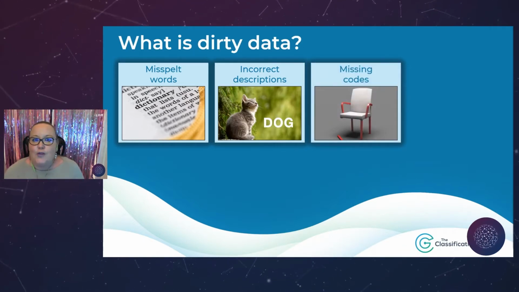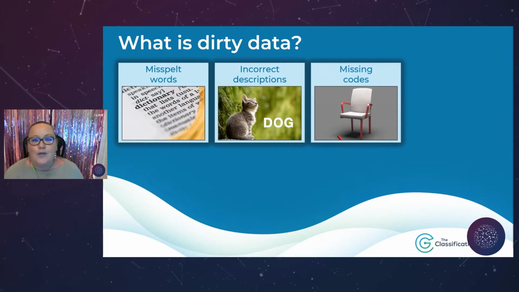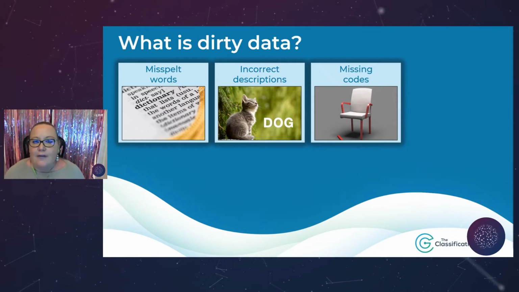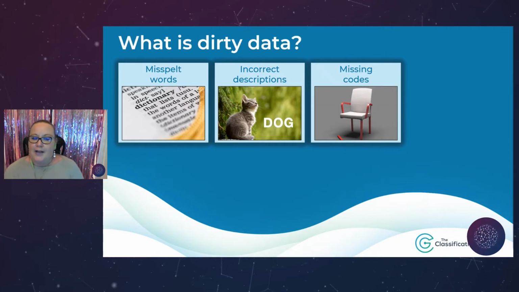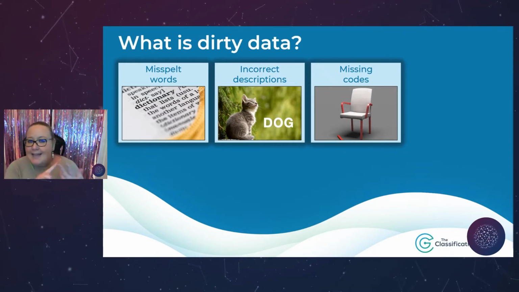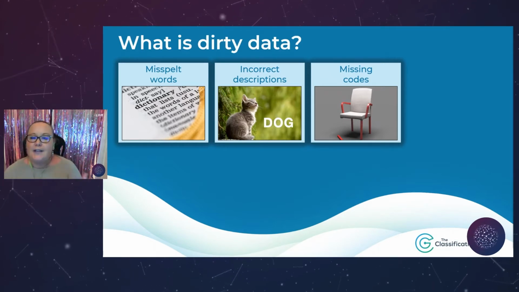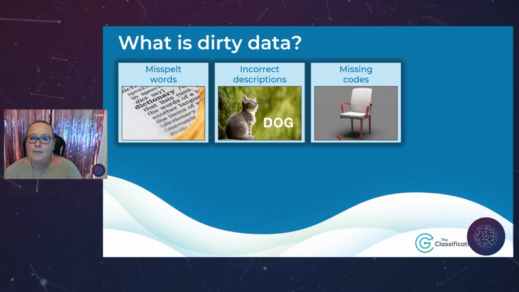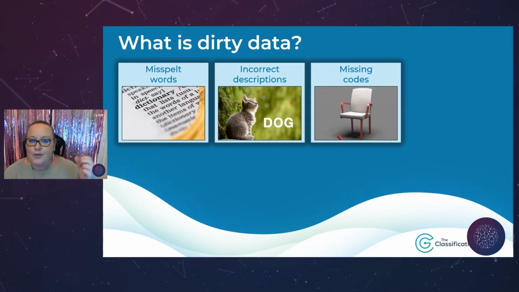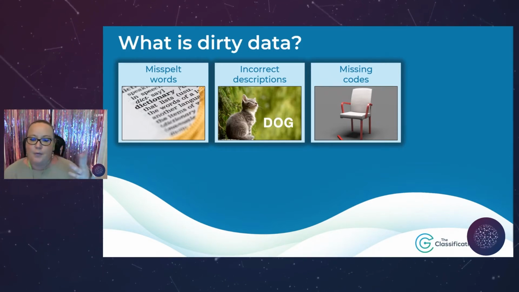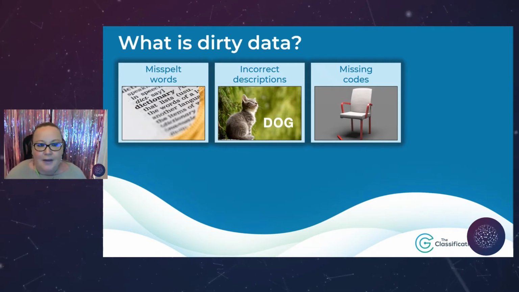And things like missing codes, so product codes. If you're using product codes to order things for your business and you don't have them, it's really hard to manage your inventory, your forecasting, all that stuff. And you could have duplicates of those codes if some of the codes are missing. So it could be the same description, but one doesn't have a code.